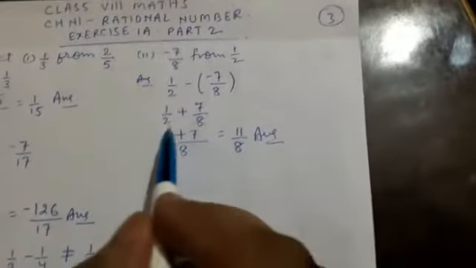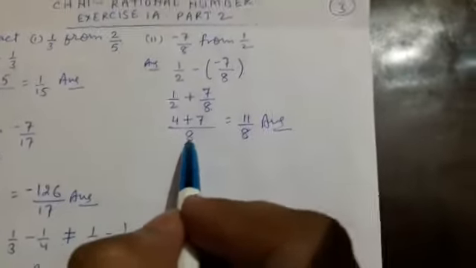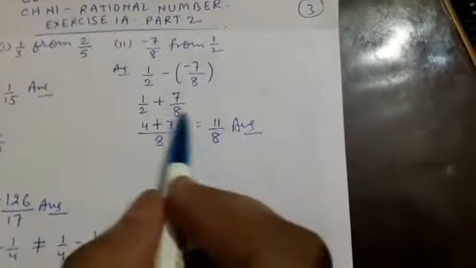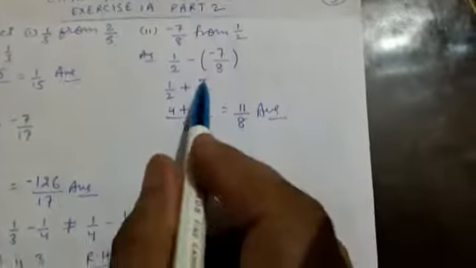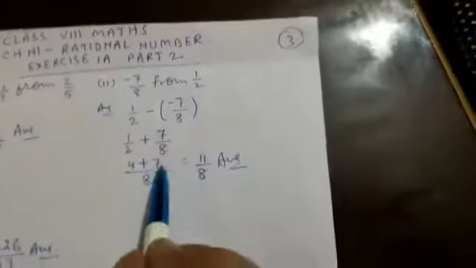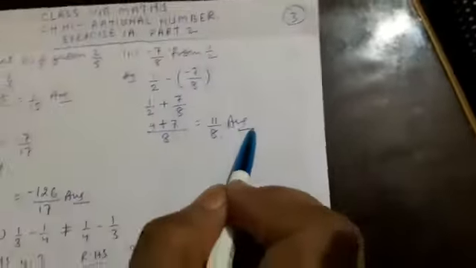Now we will take the LCM. 2 and 8, what will be the LCM? 8. Now let us divide this LCM by each denominator. 2 4s are 8, 4 1s are 4, plus 8 1s are 8 plus into 7. 4 plus 7, that is equal to 11 by 8. This will be our answer.